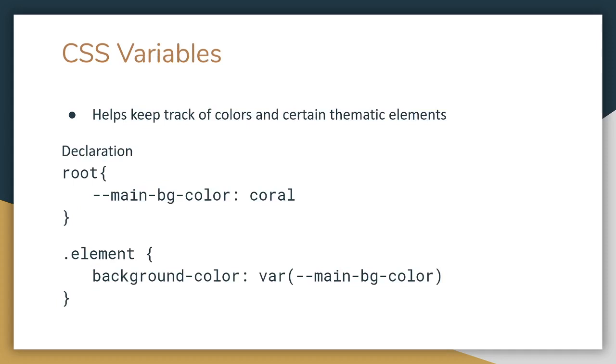Variables. CSS variables allow you to keep track of certain things. If you have thematic elements, I would say it's a good place to put it here. So in your declaration, you want to put it in the root usually, because that's where your theme really applies to everything. The root is basically the starting element, and everything is within the root. And then you want to do var to define that color.